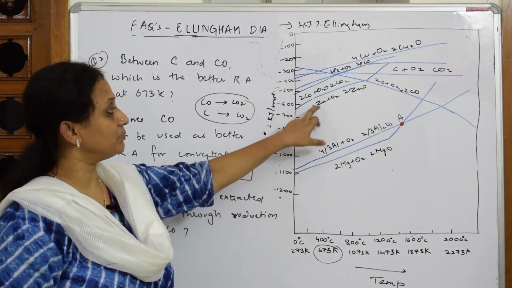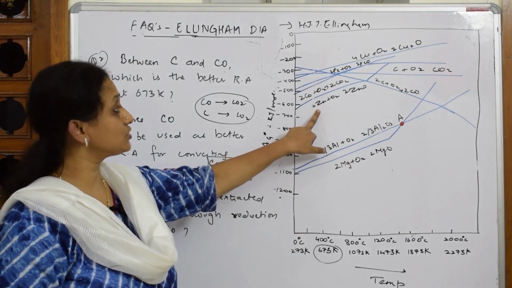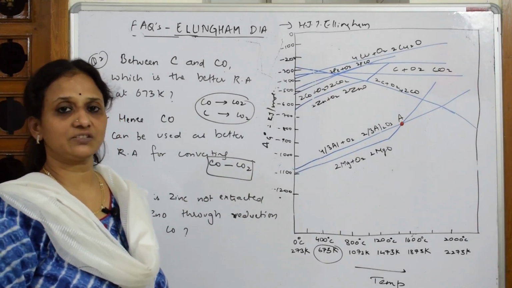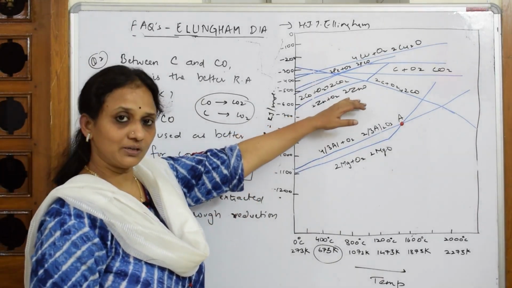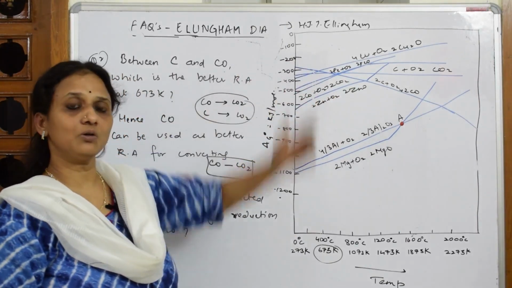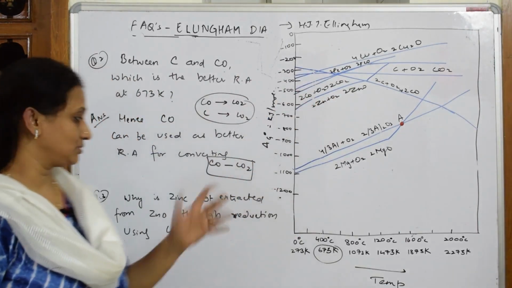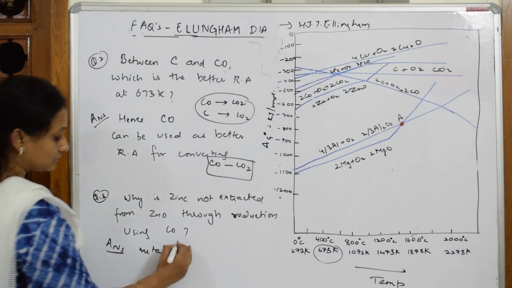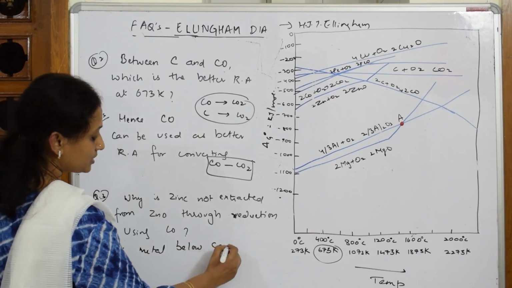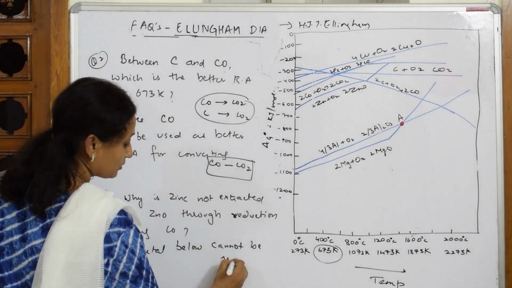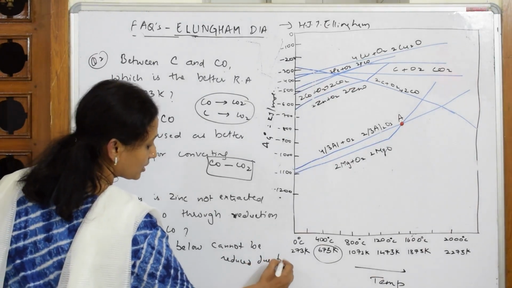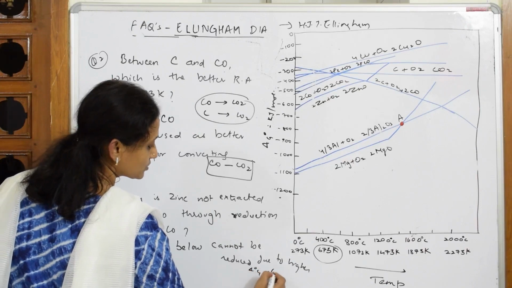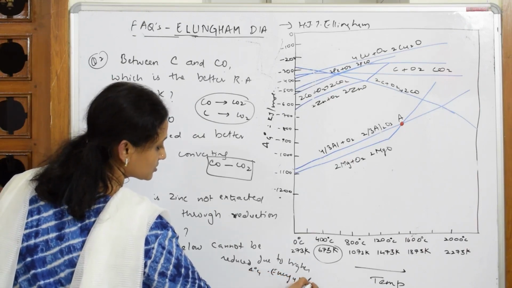What did I say? The metals which are below cannot be reduced by those which are above, because of the higher Gibbs free energy values. Again, the metals which are below cannot be reduced by the metals which are above because of higher delta G value. So that is the reason you can write: metals below cannot be reduced due to higher Gibbs free energy values. That's it. That is your answer.